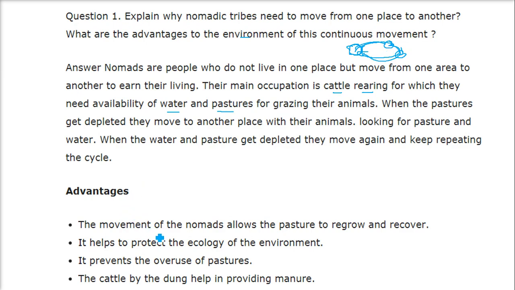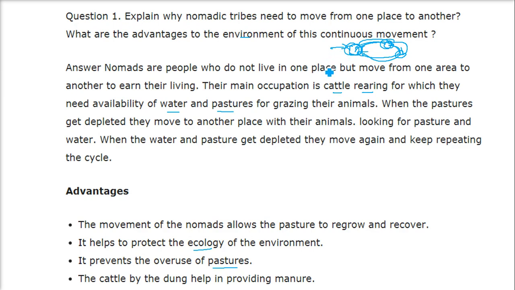So what are the advantages? The movement of these nomads allows the pasture to regrow. If they are going here, this will regrow. If they are moving to this place, this will be regrowing and recovering. It also helps to protect the ecology of the environment and prevent the overuse of the pastures. That is, only one pasture is not being overused.